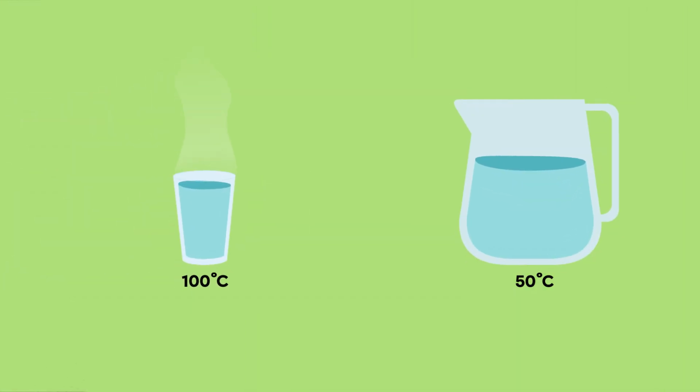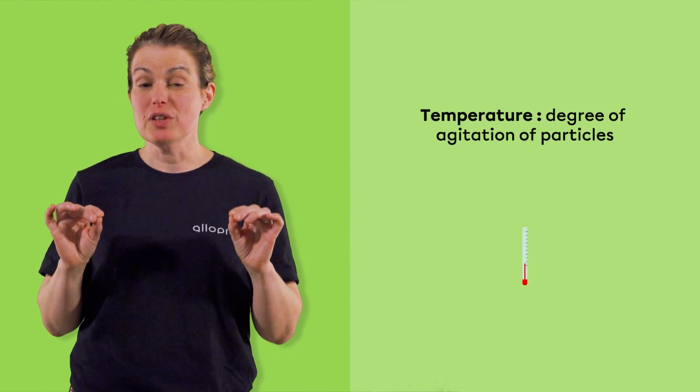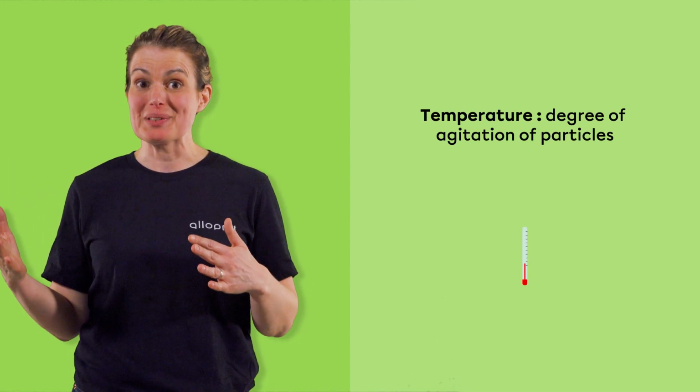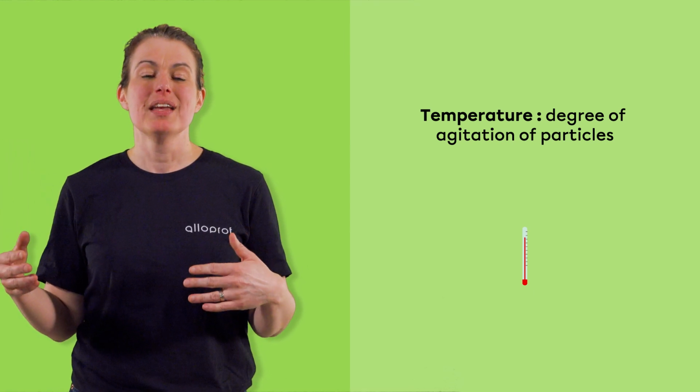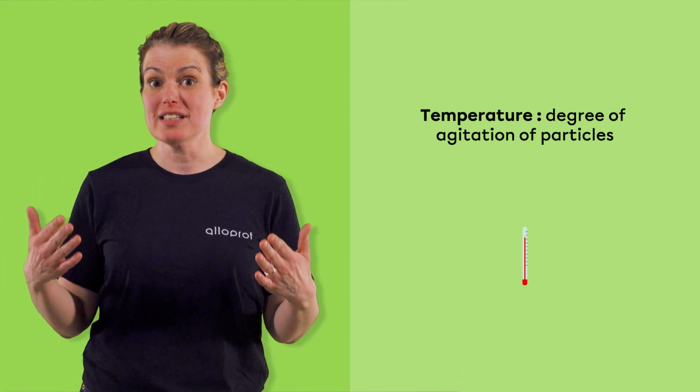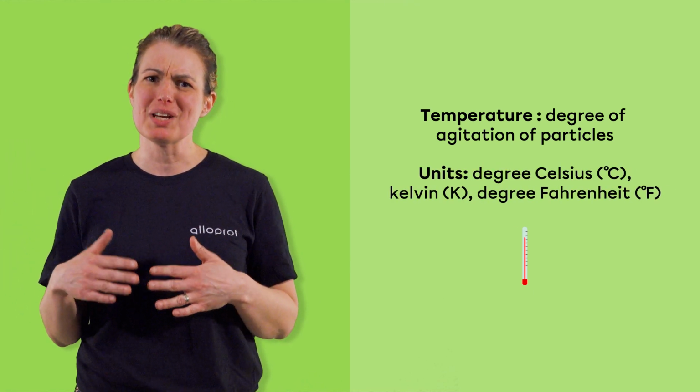Now back to the example of the water containers. The temperature of the water in the glass is higher than in the pitcher. However, it contains fewer water particles, so the glass of water has less thermal energy. Now we can define heat and temperature. Temperature is the measure of the degree of agitation of the particles. The more agitated the particles, the higher the temperature. Temperature is typically measured in Celsius or Kelvin and sometimes in Fahrenheit.